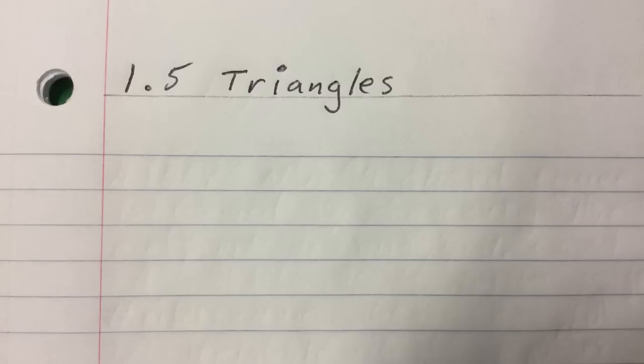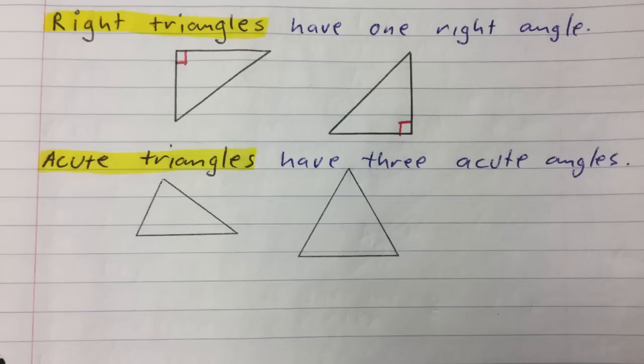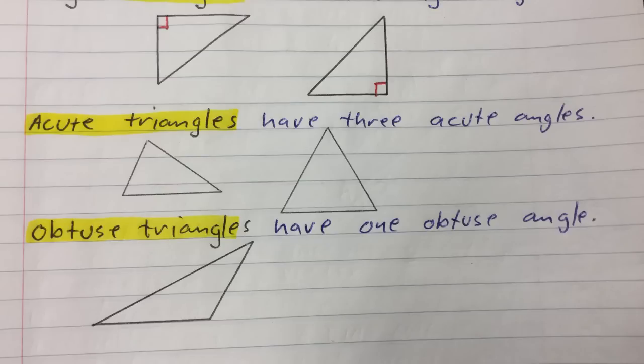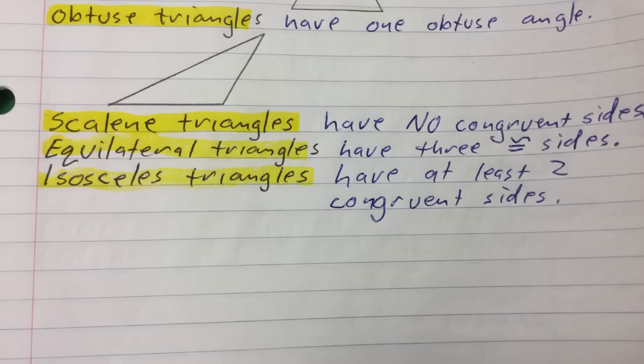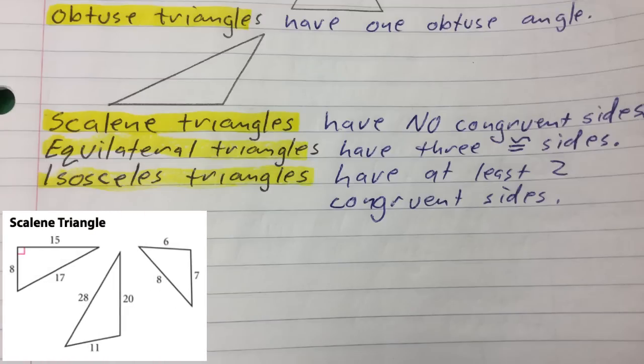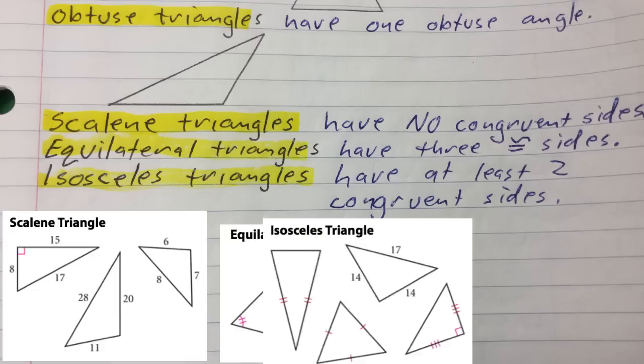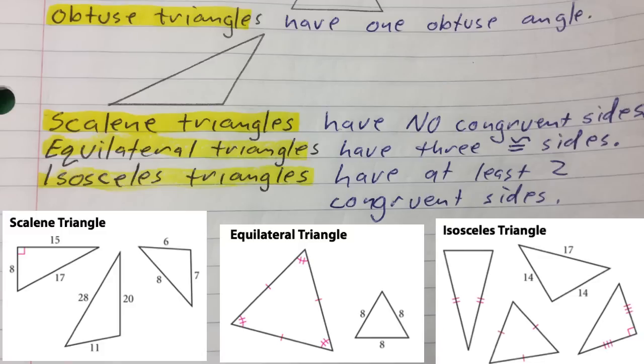Next, some definitions with triangles, section 1.5. Right triangles have one right angle in them. Acute triangles have all three angles that are acute, and obtuse triangles have one obtuse angle. A scalene triangle has no sides congruent. An equilateral triangle has all three sides congruent. And an isosceles triangle has at least two congruent sides.